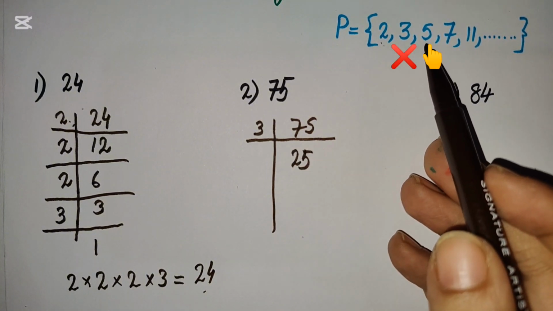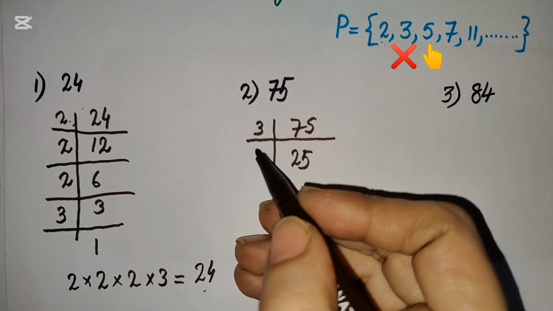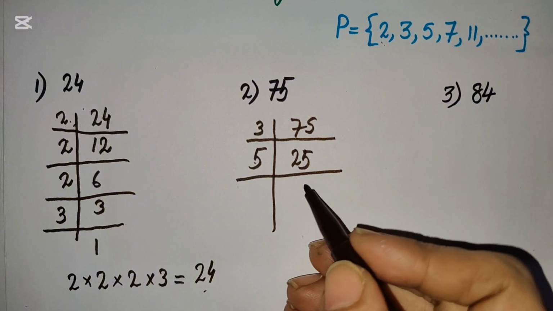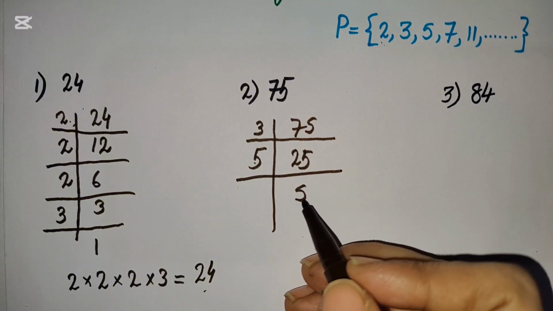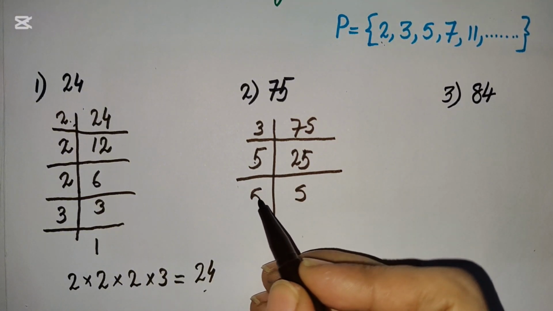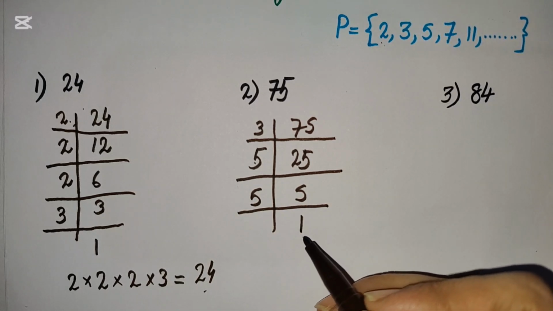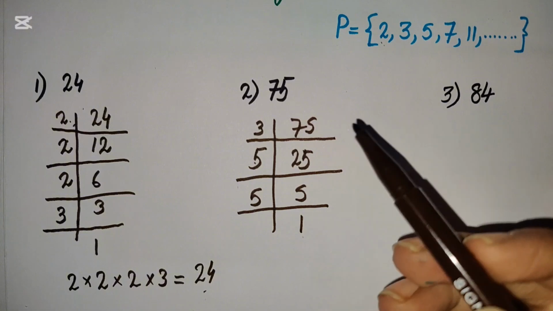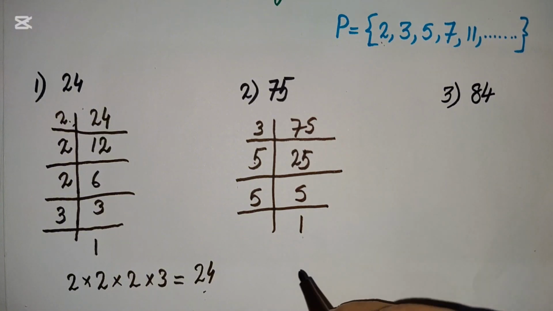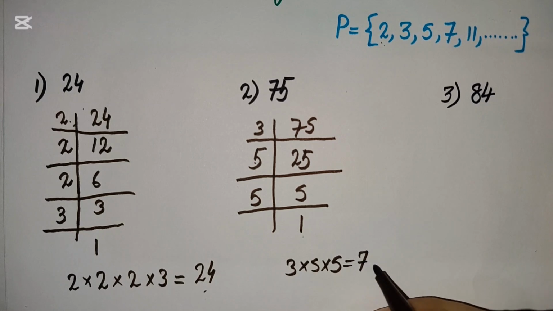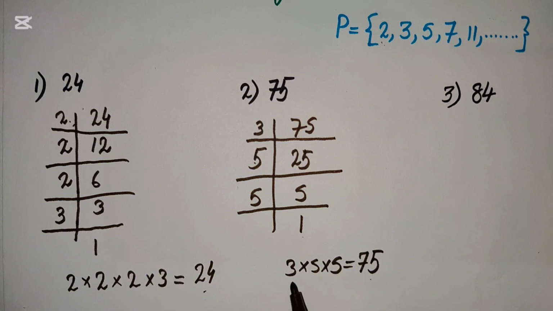So we will take another prime number, which is 5. So we will write 5 here. We know that 25 divided by 5 we will get 5. So again we will write 5. 5 divided by 5, the answer is 1. So we have reached 1. It means we are done. So the prime factors of 75 we will list in order. If we multiply these 3 numbers, we will get 75. So the prime factors of 75 are 3, 5 and 5.